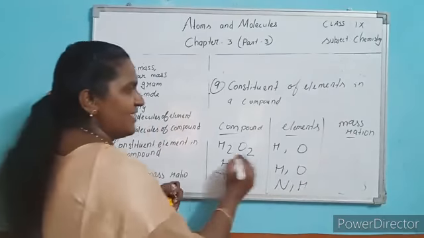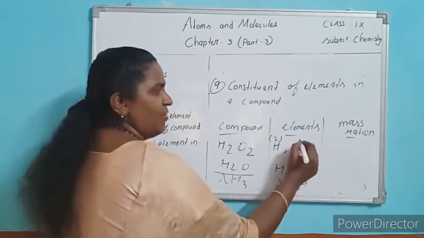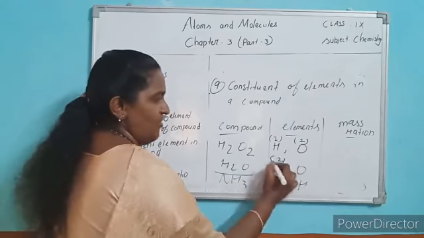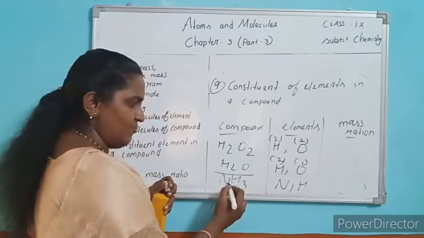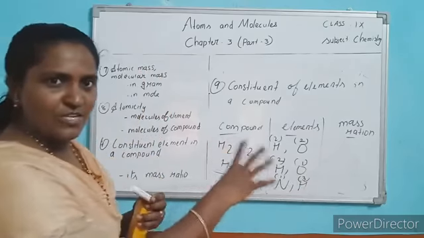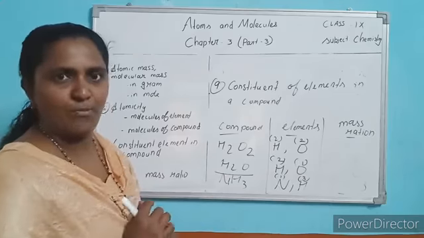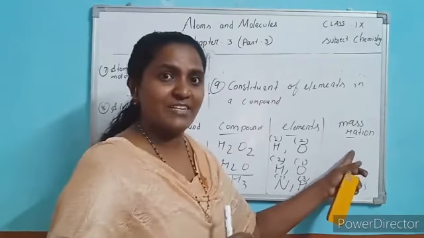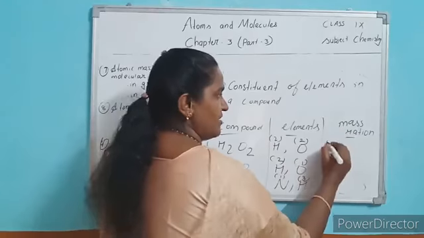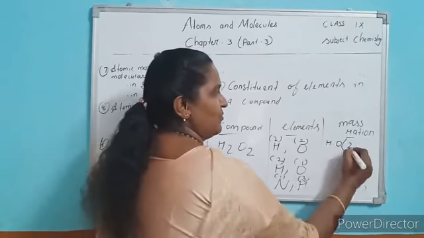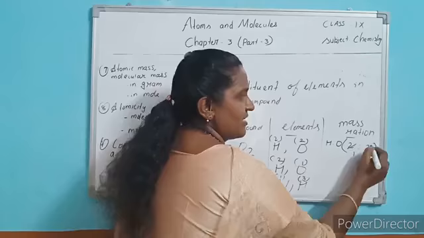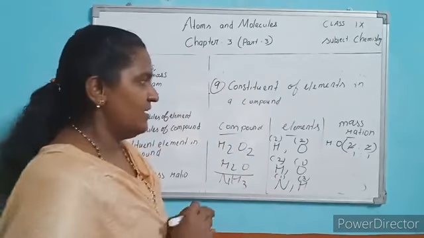Okay. How many hydrogen here? 2. How many oxygen here? 2. In water, how many hydrogen? 2. Oxygen is 1. Nitrogen number is 1. Hydrogen number is 3. These are the constant elements of the particular compound. Now you are going to find the mass ratio of those elements. What is the ratio of hydrogen and oxygen? Hydrogen how many? 2. Oxygen how many? 2. Okay, make it simplest form. 1 is to 1. You can cancel the 2.